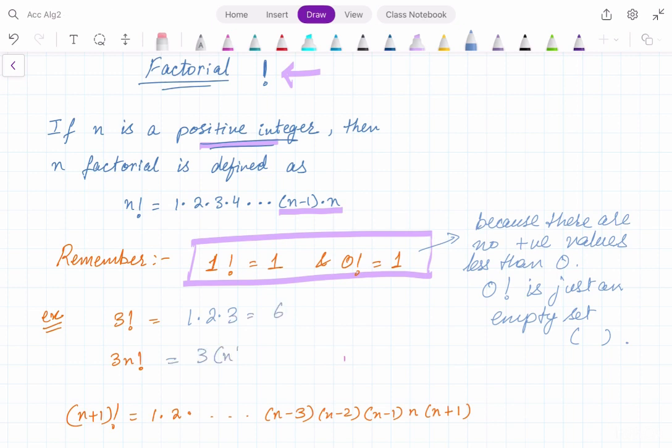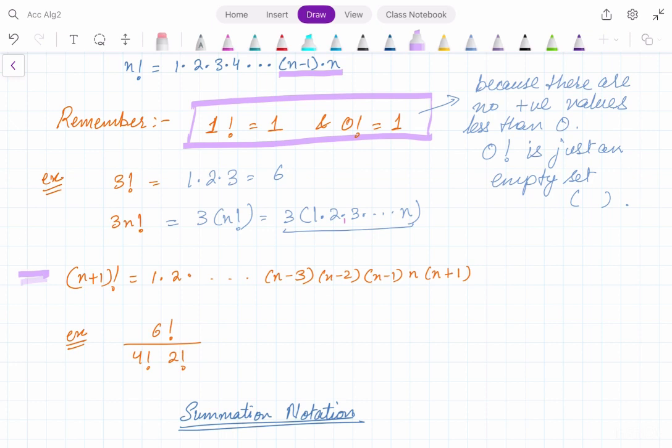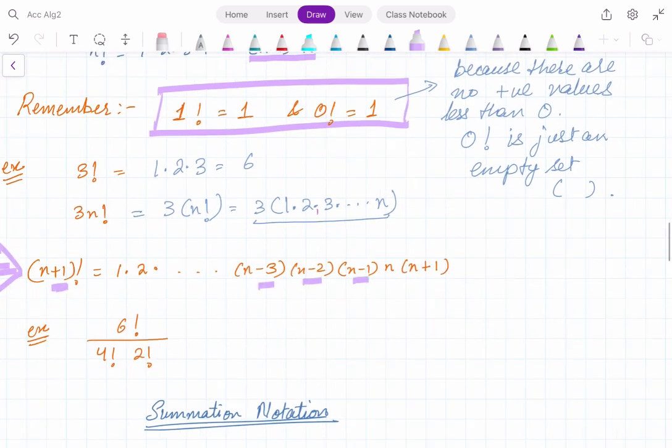Now 3 times n factorial. 3 is working as a constant, so kick the constant out: 3 times n factorial. What was n factorial? We discussed it above. It is all the counting numbers 1, 2, 3, 4 multiplied together till n. That is n factorial. Right? If they talk about n plus 1, that means we talked about n factorial, but they want n plus 1. So one more term will be added. That is called (n plus 1) factorial.